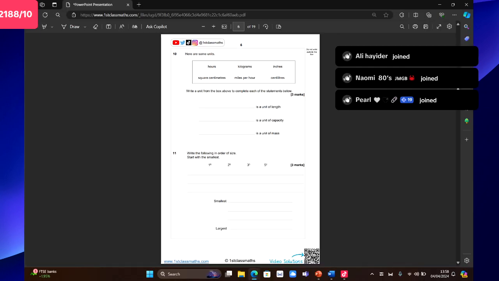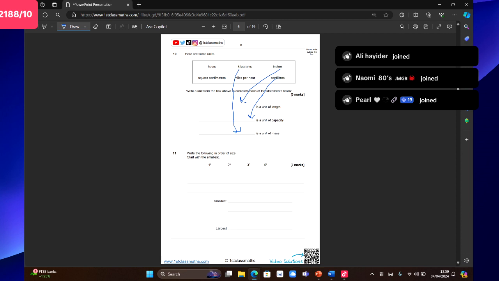So that one's going to be centiliters. That's going to go in the second box. Okay, unit of mass will be kilograms, and the unit of length is going to be inches. If it's area, then it would be square centimeters. If it's time, then it'll be hours. Or miles. And if it's speed, then it's miles per hour. Okay, does that make sense, guys? I'll take it as a yes.